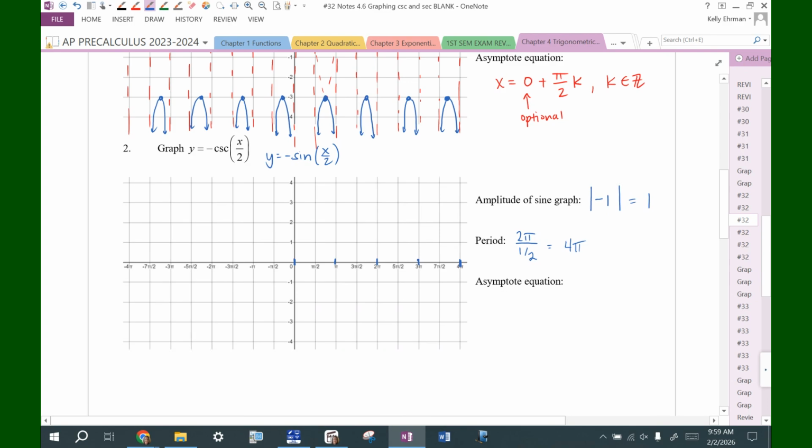This is a negative sine curve. So remember, the negative sine curve starts at 0, but then it goes down to its amplitude of -1, and then back up to 0, back up to 1, and to 0. So again, we can sketch in our vertical asymptotes.